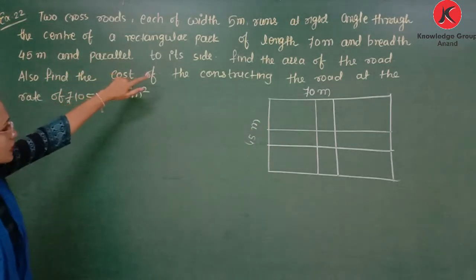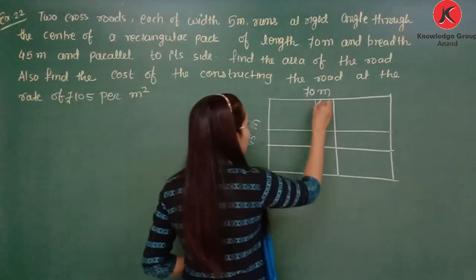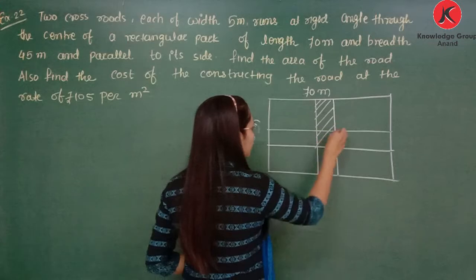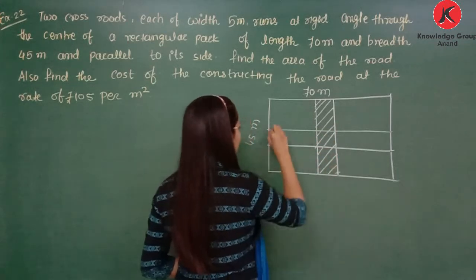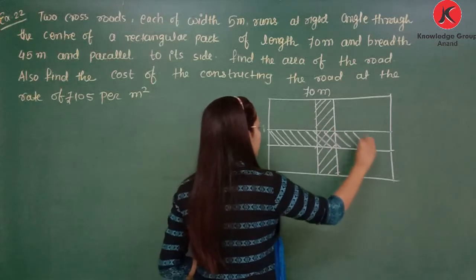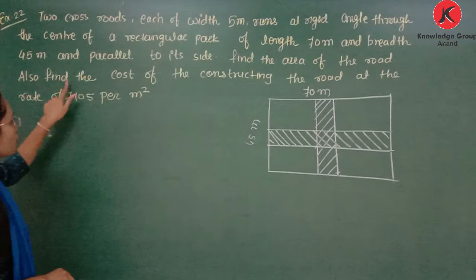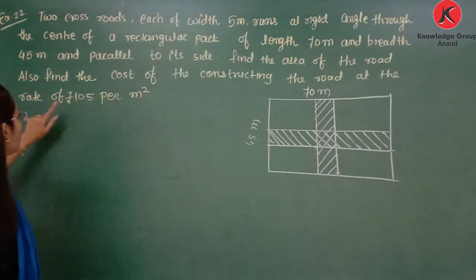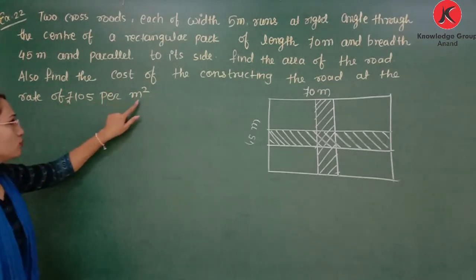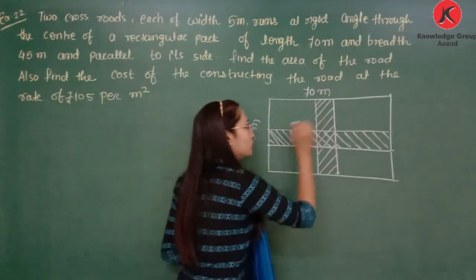And parallel to each side. Find the area of the road. You need to find the area of this road. Also find the cost of constructing the road at the rate of 105 rupees per meter square.